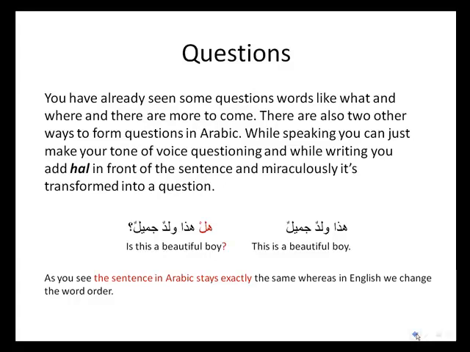But when you're reading, of course, you don't know how the person writing this sentence intended it to be read. So in order to alert you that this is a question, you add the little word hal in front of it. Nothing else except the question mark at the end is changed in the sentence. هذا ولد جميل. This is a beautiful boy. هل هذا ولد جميل? Is this a beautiful boy? And this works for all sentences of this type. Right?